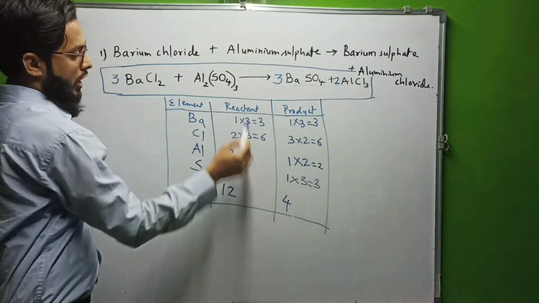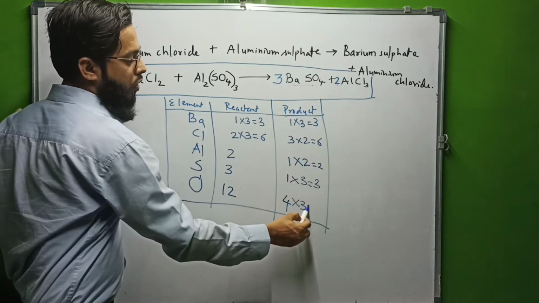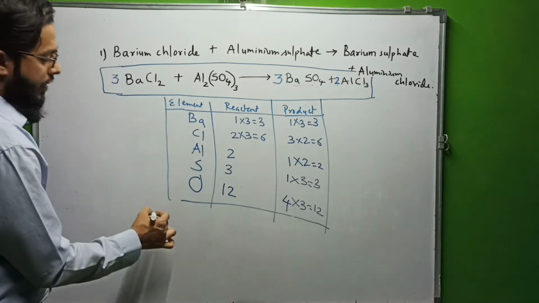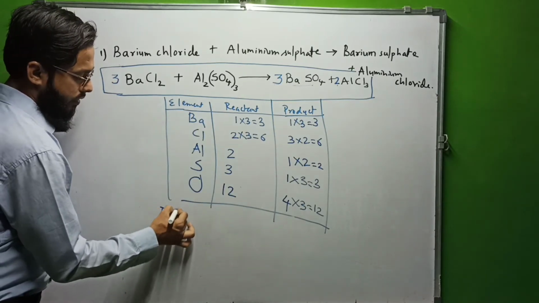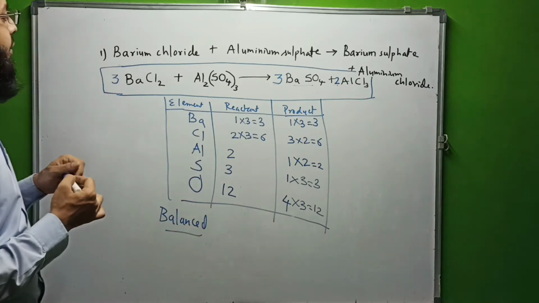Oxygen: 4 3s are 12, 3 4s are 12. Everything is balanced now. Now it is called balanced. Now you can check everything.